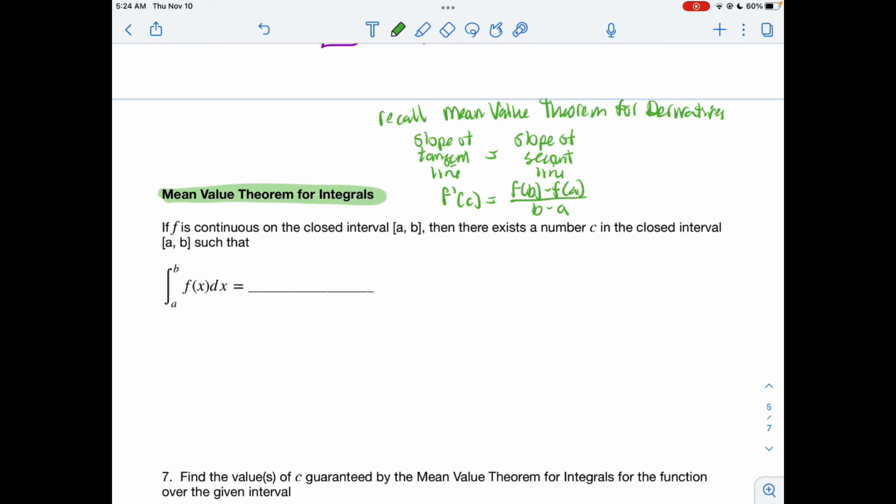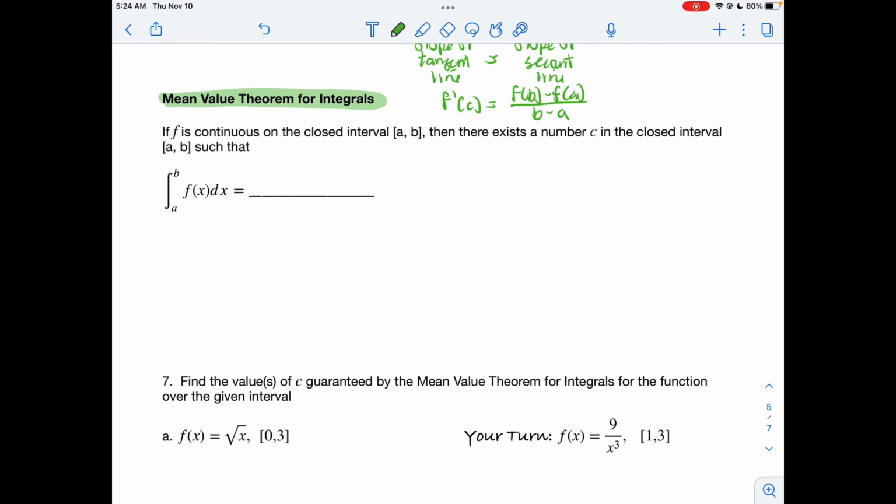To find the mean value theorem for integrals, again, the function f has to be continuous on the closed interval from a to b, and there exists some number c on the closed interval such that the area under the curve, if I pick the c value at the right spot and form a rectangle through the c value, that area of that rectangle will equal the exact area under the curve. So this specially chosen c value, the area under the curve is equal to the area of the rectangle.